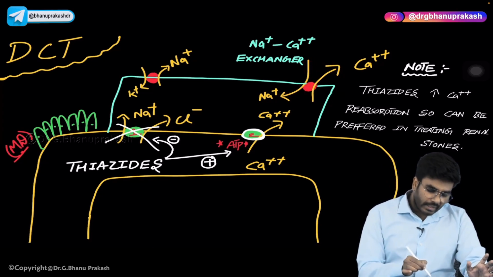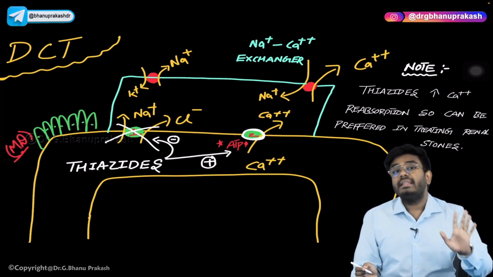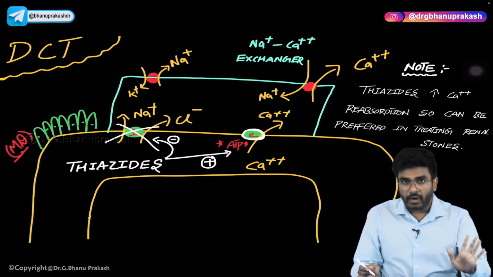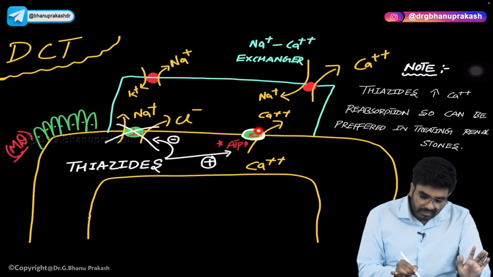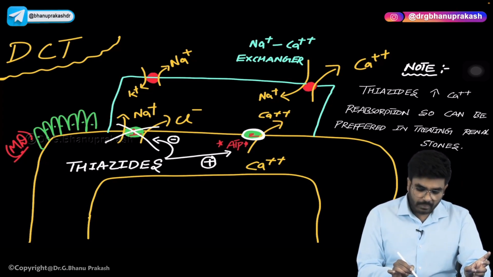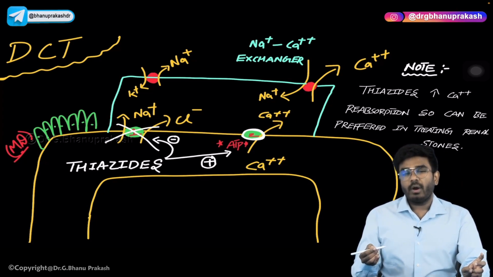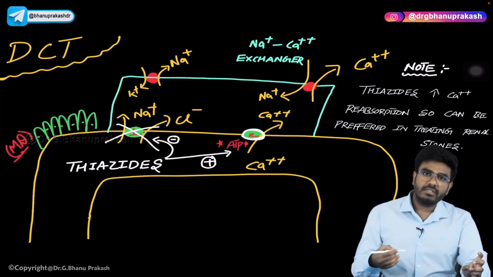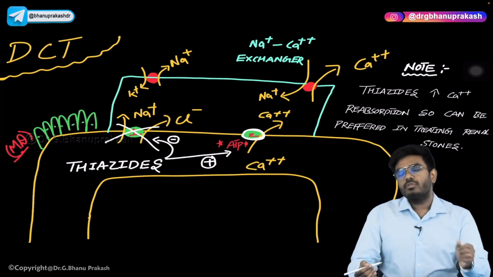So what happened? If you use thiazide diuretics, at the end of the day, this TRPV5 channel is activated. Now it is reabsorbing more and more calcium. When more and more calcium is reabsorbed, what happens to the blood calcium levels? Blood calcium levels are going to be increased.